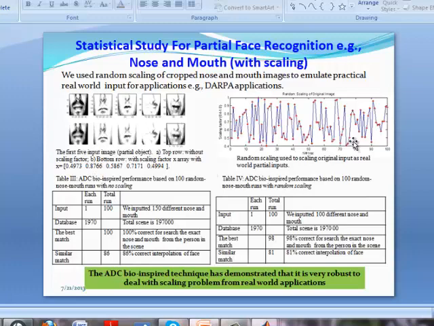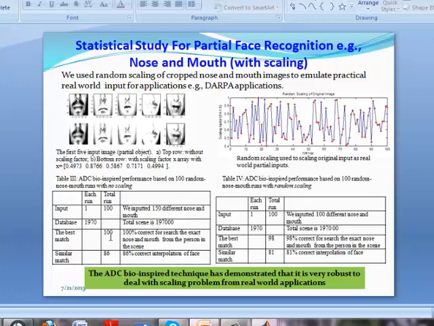I also want you to look at the random scaling we use in the study for 100 random images. It ranges from 0.4 to 1. That means 40% of the resolution to 100% of the resolution, which means completely identical. Now we run this and see how it performs with the scaling issue.